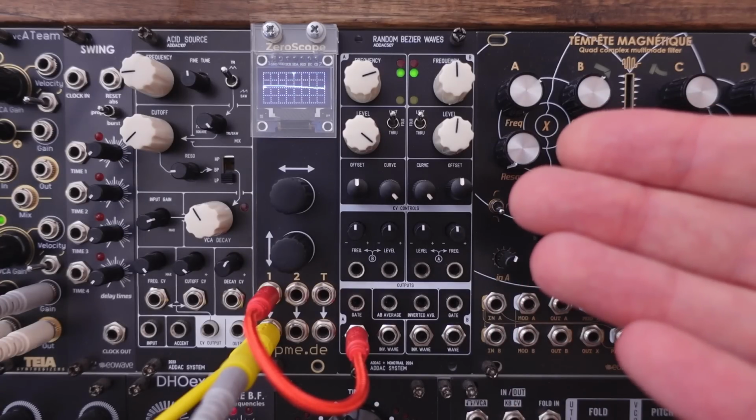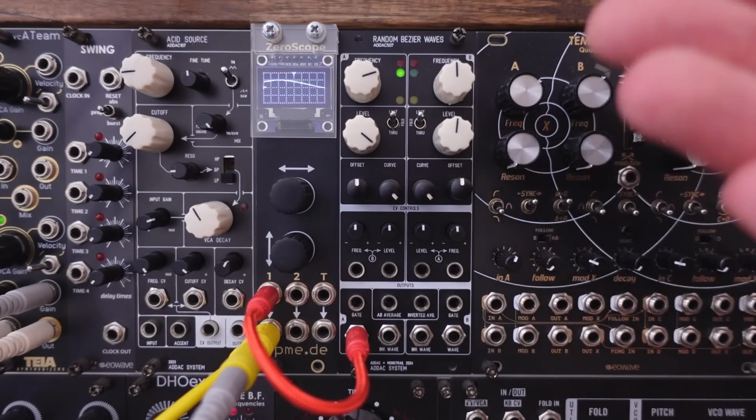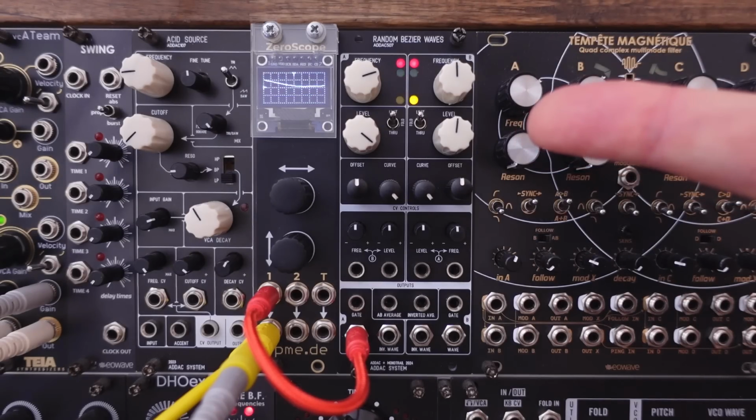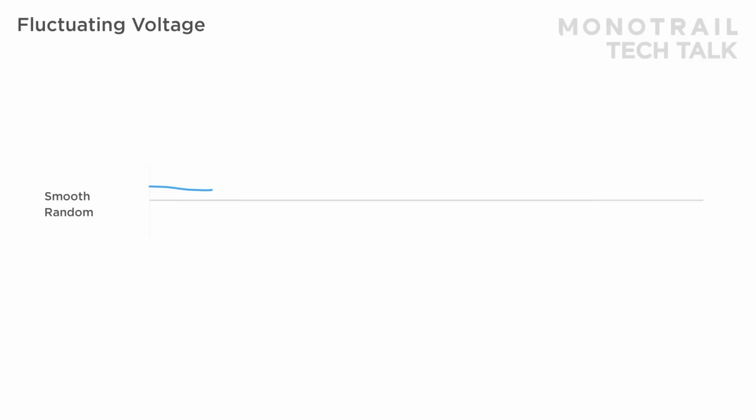There are many different types of voltages that are suitable to drive your patch. A great example and my favorite is the smooth random voltage. A random fluctuating voltage is a great source for generative and drone patches. This is especially suitable if you want unpredictable and flowing movement in your sounds.